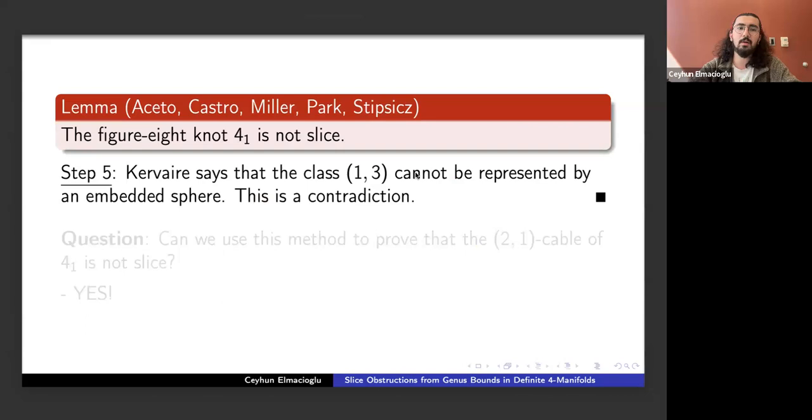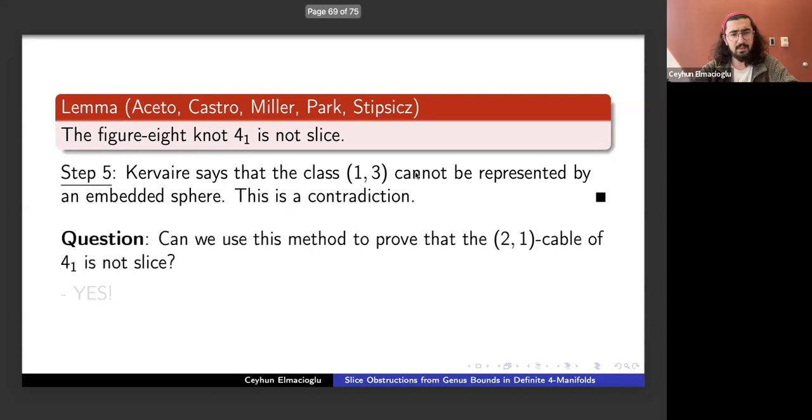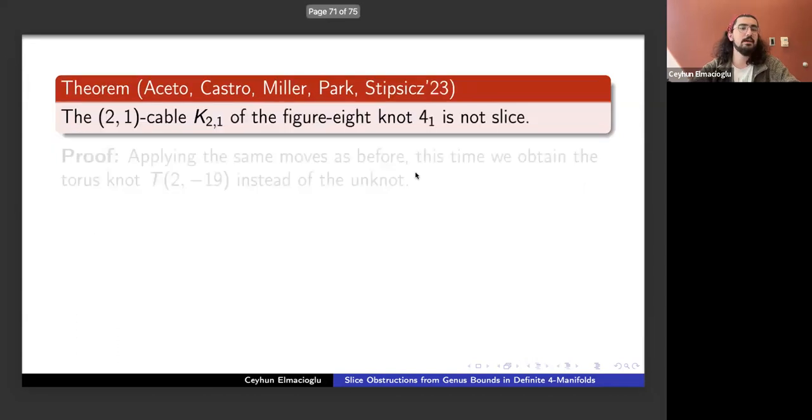But that's a problem, because if you remember, Kerver said that the class 1,3 cannot be represented by an embedded sphere in 2CP2, and this is a contradiction, and it means that the figure 8 knot cannot be sliced. And the question is whether we can use this method to prove that the 2-1 cable of the figure 8 knot is not sliced, and the fact is yes. How do we prove that? We do the same thing.